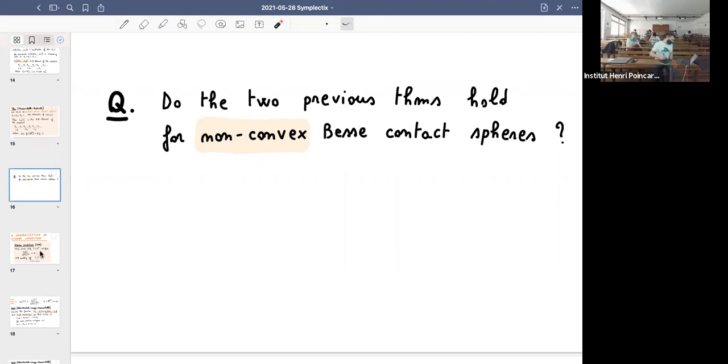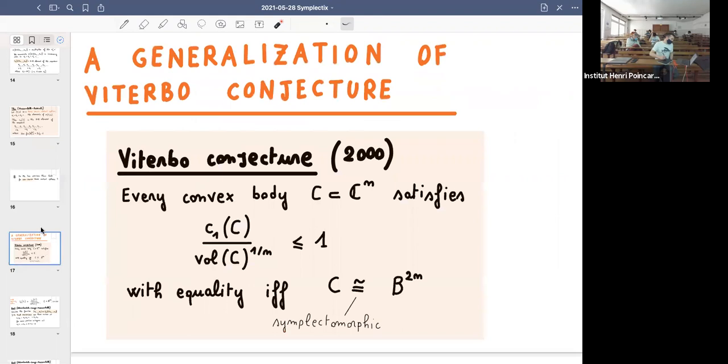Okay, second part of the talk, which is another property of Besse convex spheres. This is joint work with Alberto and Christian Lange. It was motivated by the classical Viterbo conjecture in convex symplectic geometry, and actually by a generalization of it that one could formulate relatively easily. Let me first remind you of the conjecture, although most people here know it.